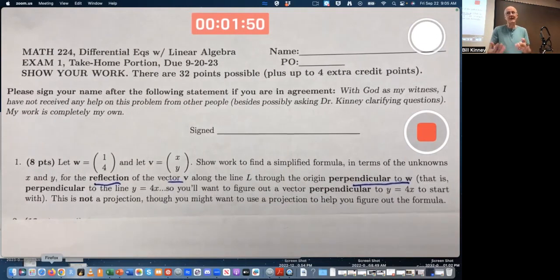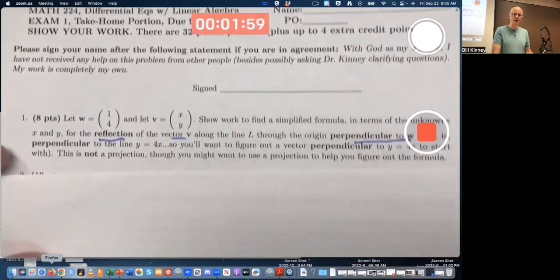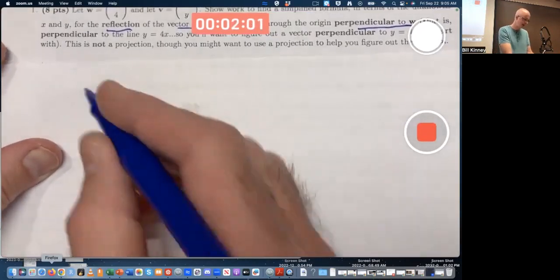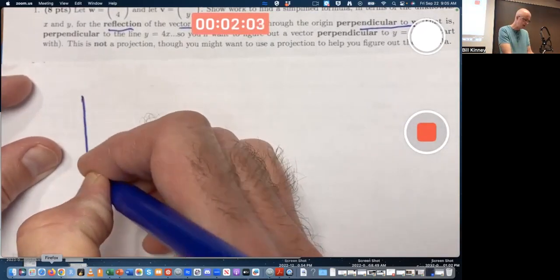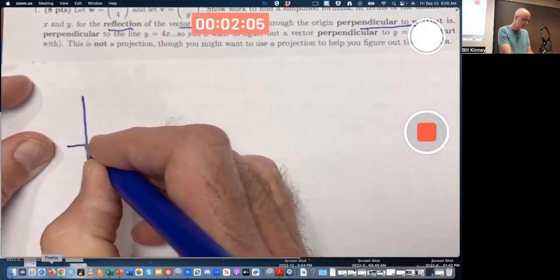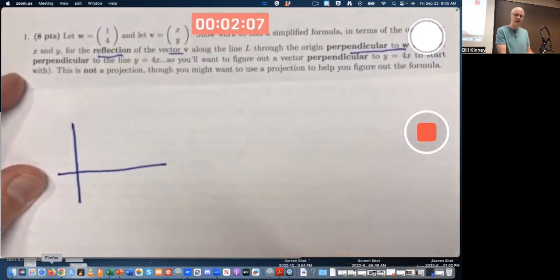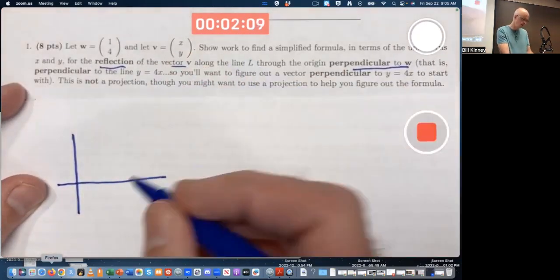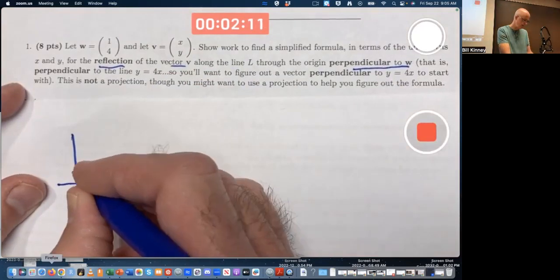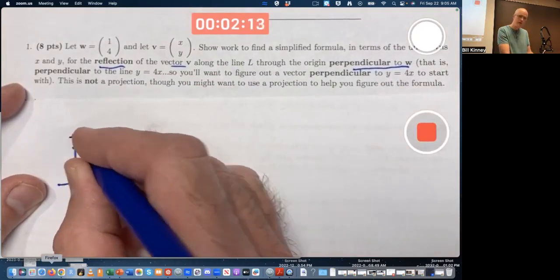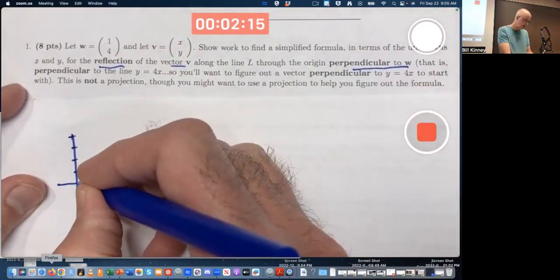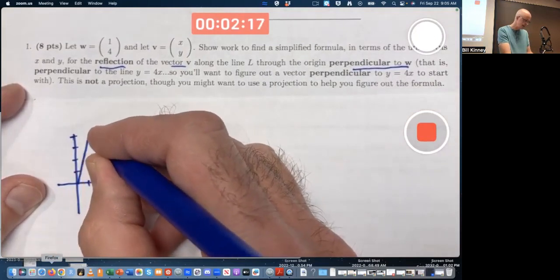So I was expecting people would look things up. I was trying to give you a little bit of hints on things that you might need to look up as far as what this means. You do want to draw a picture, and it's probably good to make it as accurate as you can. The vector W has components 1, 4. So it's going to look about like this.